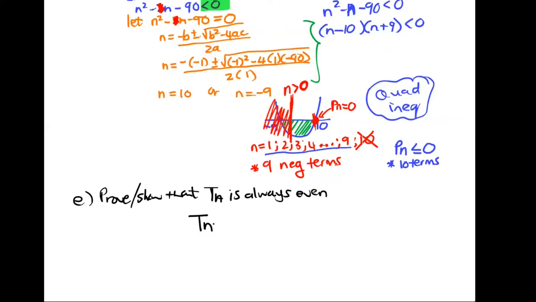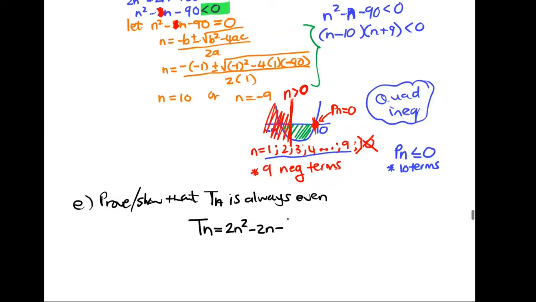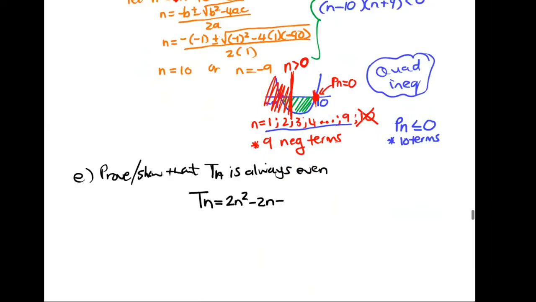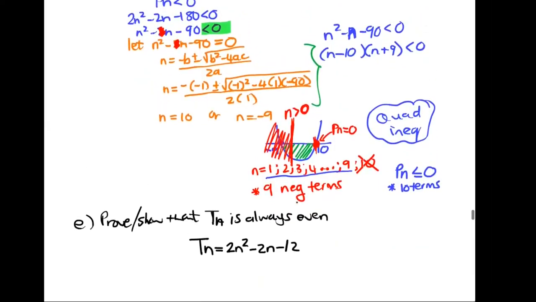Okay, so let's write down Tn. We worked out the pattern. Tn is 2n squared minus 2n minus, what was it at the beginning? 12. So any ideas? How are we going to prove that Tn is always going to be an even number? How would we prove that Tn is going to be an even number?